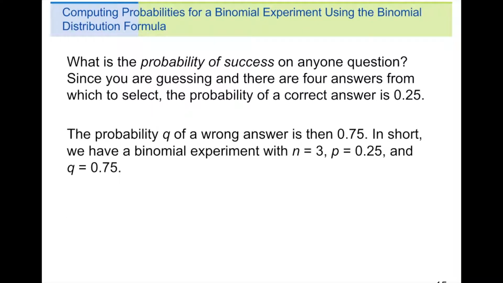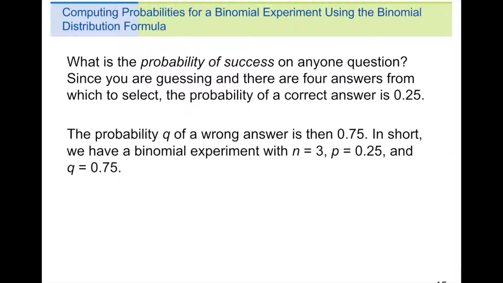What is the probability of success on any one question? Since you are guessing and there are 4 answers from which to select, the probability of a correct answer is 0.25. The probability q of a wrong answer is then 0.75. So, correct answer 1/4, incorrect answer 3/4, the difference between them. In short, we have a binomial experiment with n equals 3, p equals 0.25, and q equals 0.75.